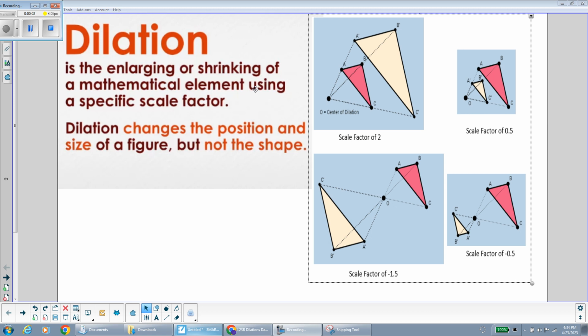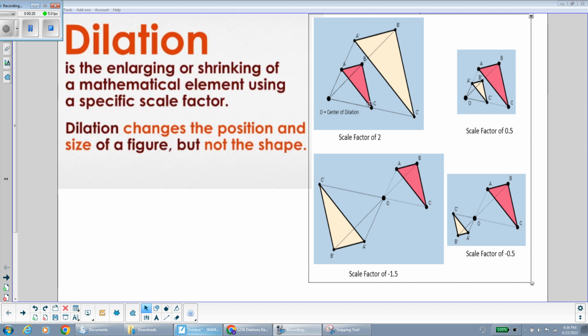Hi everybody. In this video, we're going to talk about dilations. Dilations are a type of transformation that make things bigger or smaller depending on the scale factor. A dilation changes the size and possibly the position of the figure, but it does not change the shape.